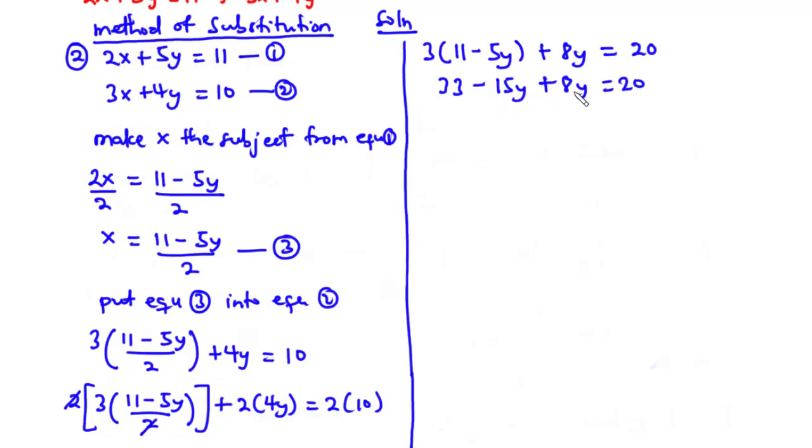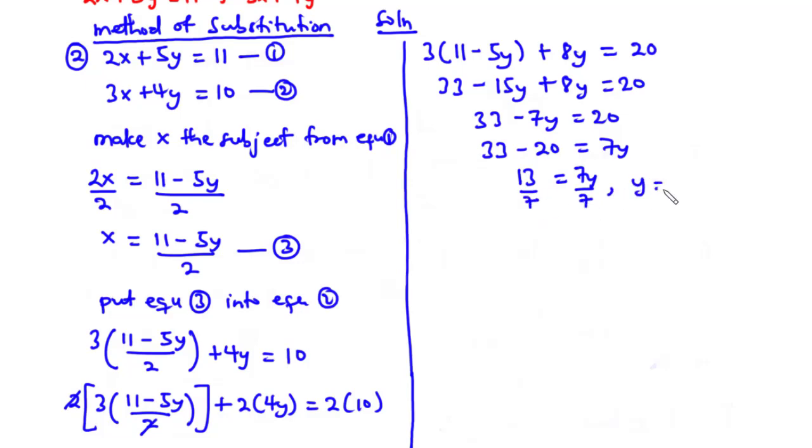Negative 15 plus 8 is negative 7. So 33 minus 7y equals 20. We transpose negative 7y to the right hand side and then 20 to the left hand side. So we have 33 minus 20 equals 7y. This becomes 13 equals 7y. We divide through by 7 and then we have y to be equal to 13 over 7.